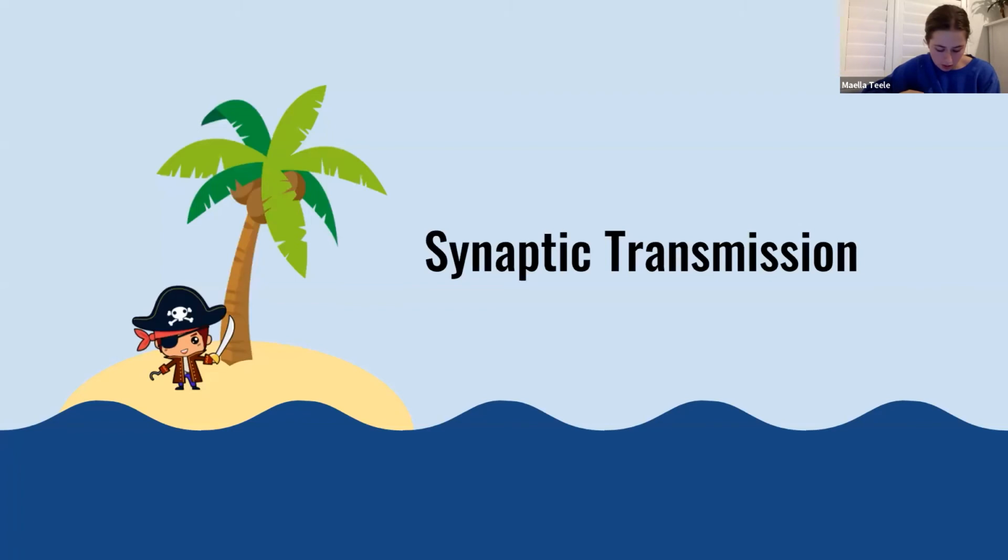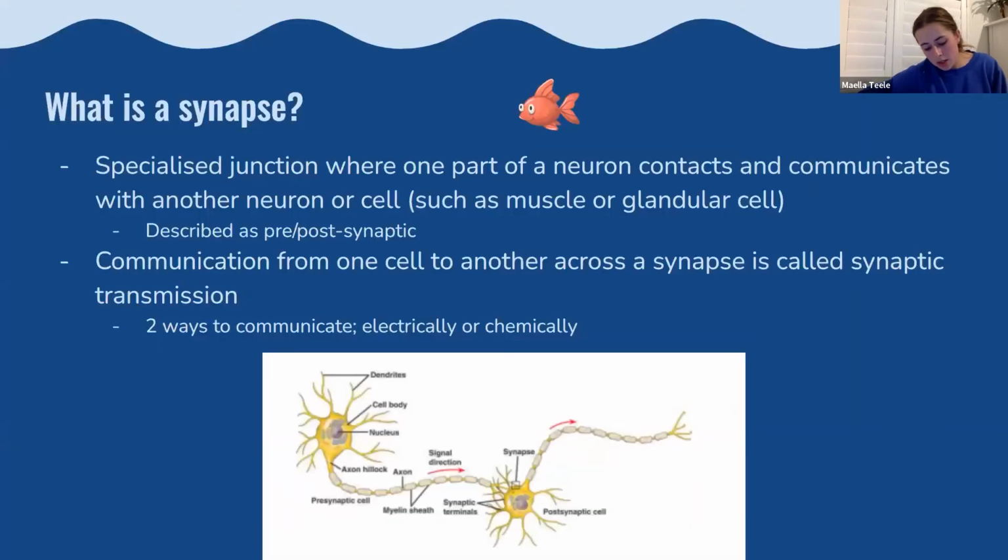So now a little bit on synaptic transmission. A synapse is pretty much a specialized junction where one part of a neuron will contact and communicate with another cell. So this could be a muscle cell or a glandular cell, like we were describing earlier. So these junctions are described as pre or post-synaptic.